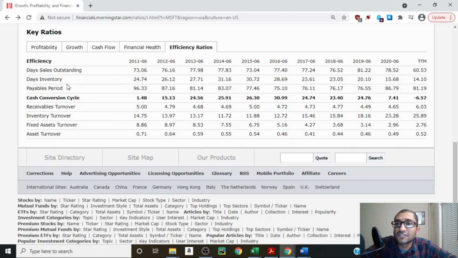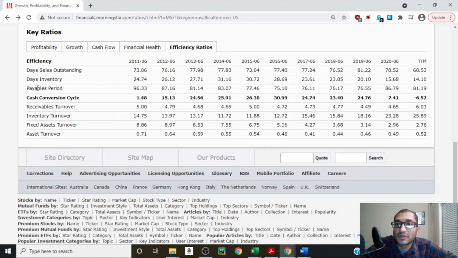Next, looking at the days inventory. This number gives us an idea of how many days Microsoft's products sit in its inventory before they're sold. Ideally, we want to see the company's days inventory number staying steady or decreasing. Back in 2011, Microsoft's days inventory was about 25 days. It increased all the way to about 31 days back in 2014, and ever since then, the company's days inventory number has been decreasing. For the year 2020, it's about 16 days.